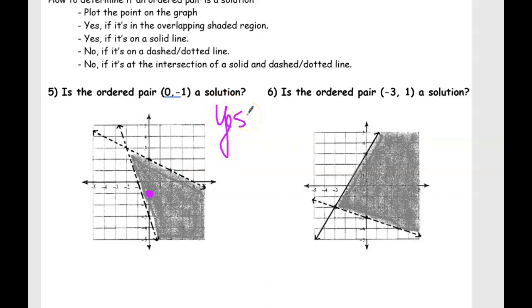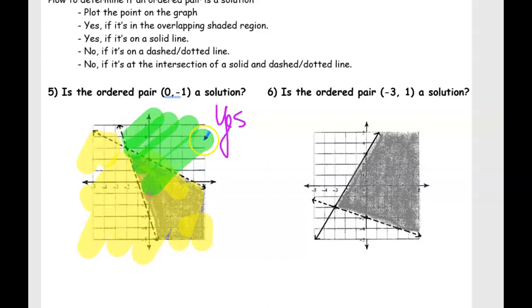Okay, now these shaded regions represent the overlapping shaded regions. So had we actually graphed this line, it would have looked like this. And then if we graphed the other line when we shaded it, it would have been going this direction. And that's how we got that double shaded region, okay?